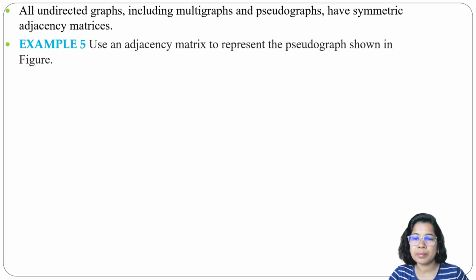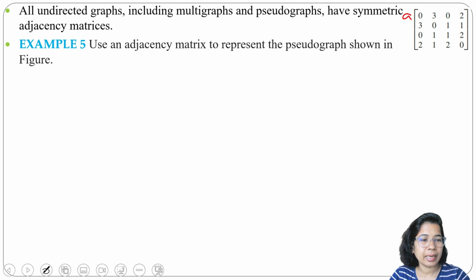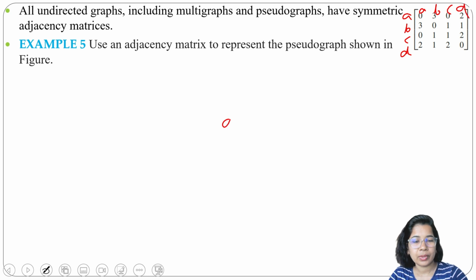Let's see one example. Example 5 is an adjacency matrix to represent pseudograph shown in the figure. Pseudograph means there are self loops, also there are multiple edges. Let's take A, B, C, D. Here A, B, C, D. Okay, so A, B, C, D.